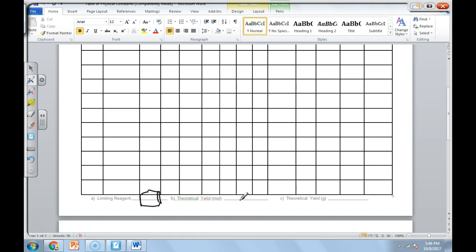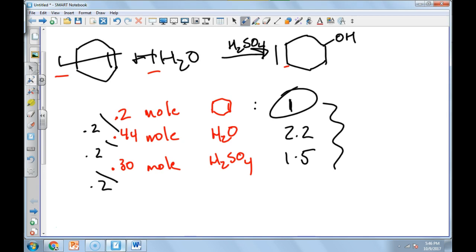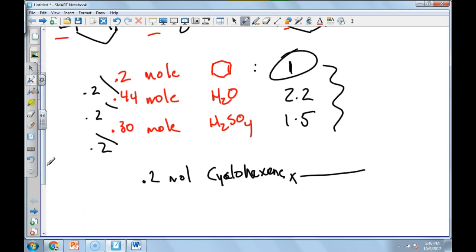And then what is the theoretical yield? Well, we have to look again. Back here, if you need to calculate it, that's cool. Remember, 0.2 moles of cyclohexene. And then we want to convert that. I use the X line. And now, based on the stoichiometry, for every 1 mole of cyclohexene we have, there's 1 mole of cyclohexanol. So that's a 1-to-1 ratio, which means we're going to get 0.2 moles of that.